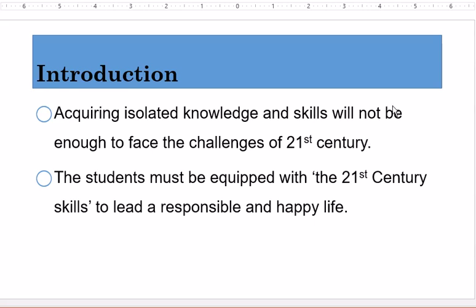Therefore, such skills are really required for the 21st century. Students must be equipped with the 21st century skills. When I said skills, I already talked about those different basic tools. Those are required to lead a very happy life.